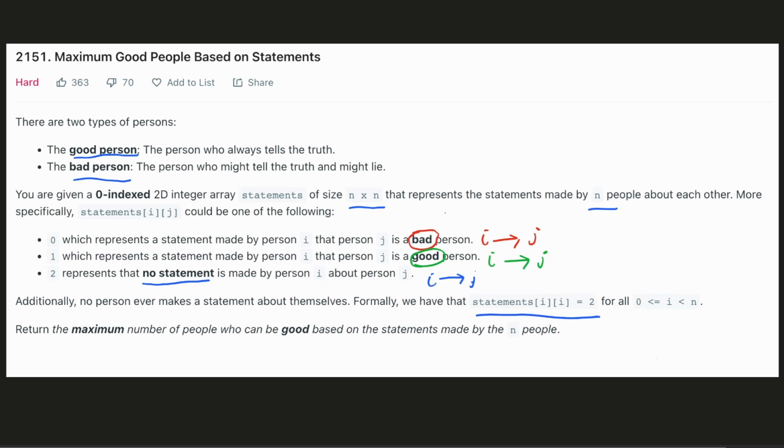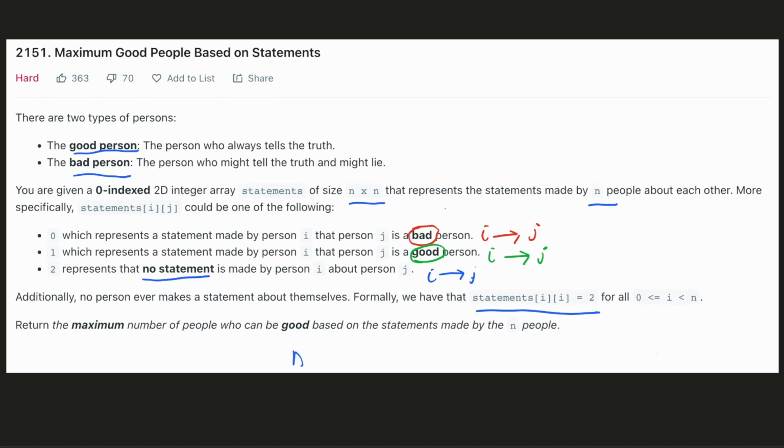And given these statements, we have to maximize the number of good people that can be in that group. So what it means is that we have to consider a scenario in which the statements made by them are not contradicting each other and the number of good people is maximized. It is also given in the constraints of the question that the number of people in the group is less than or equal to 15. So let's try to understand what the statements array means.